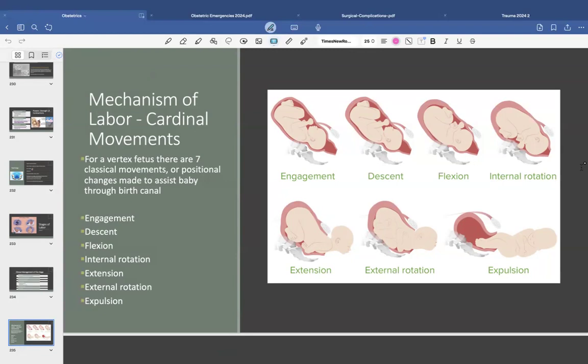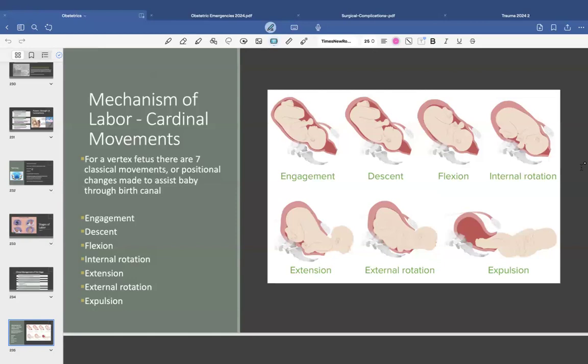So we talked about first engagement, which is the widest part of the baby's head into the pelvis. Engagement tells us if the pelvis is large enough to allow the baby's head to move down and descend. So we talked about fetal station and engagement. So that's the first one. The baby's head is now engaged into the pelvis. And on the next slide, I've given you all of this in writing, so you don't have to worry about it. I just think the picture goes better to look at.